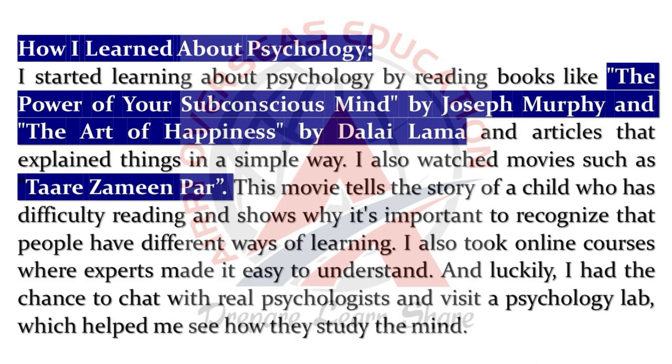How I learned about psychology. I started learning about psychology by reading books like The Power of Your Subconscious Mind by Joseph Murphy and The Art of Happiness by the Dalai Lama, and articles that explained things in a simple way. I also watched movies such as Tare Zameen Par. This movie tells the story of a child who has difficulty reading and shows why it's important to recognize that people have different ways of learning.